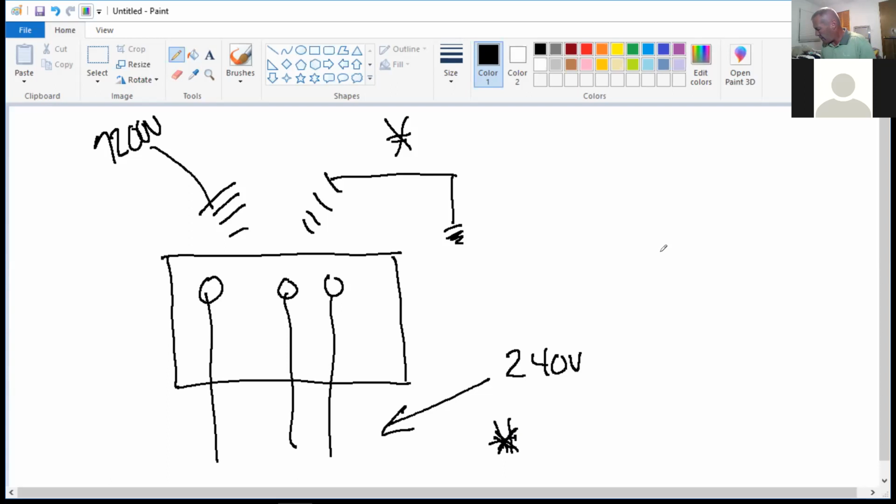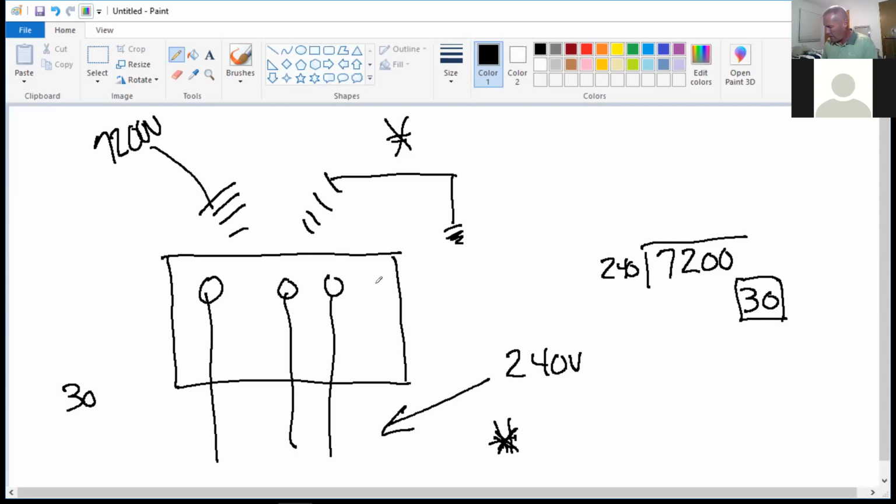How do we do the math? You're right, we take 7,200 divided by 240. It's 30 over 1. That'll give us 30 right there. The easy way to remember where to put the 30 is 30 times 240 equals 7,200. No matter what numbers.